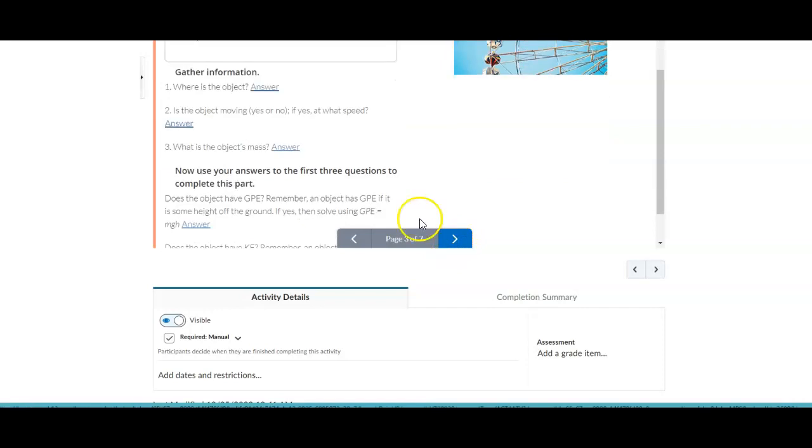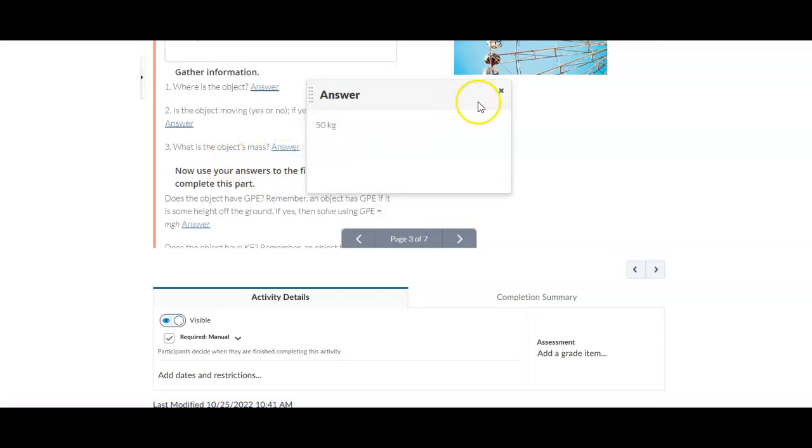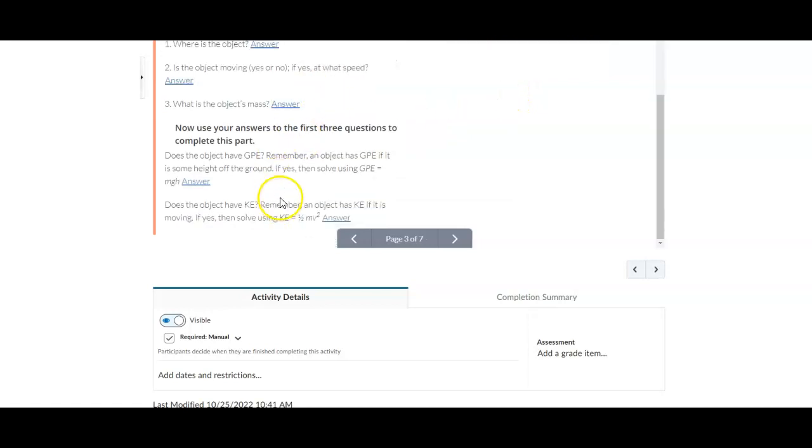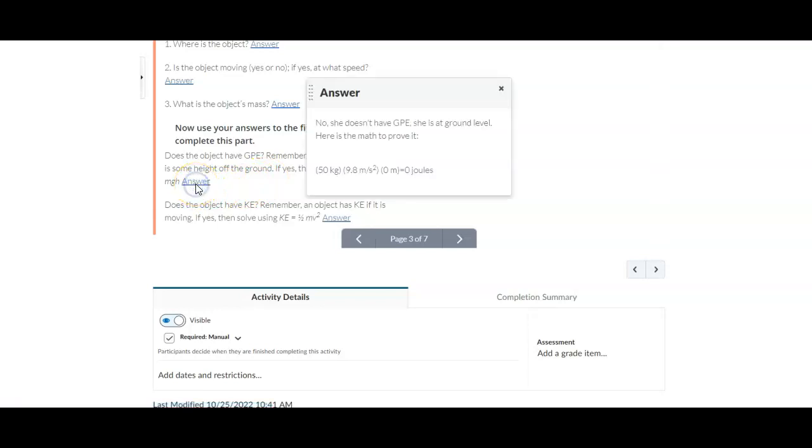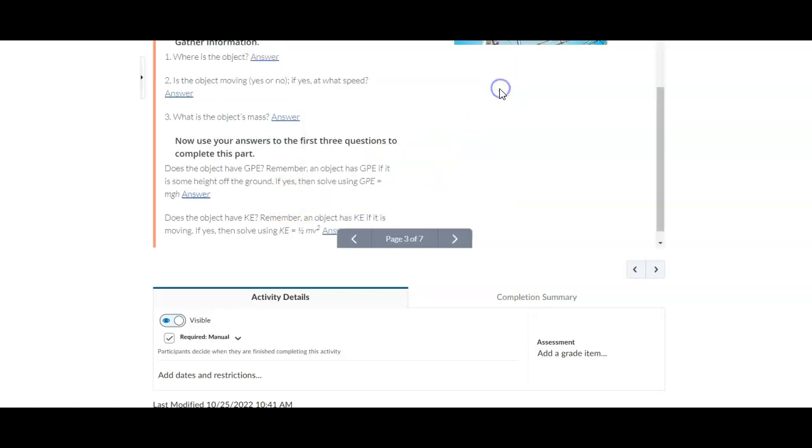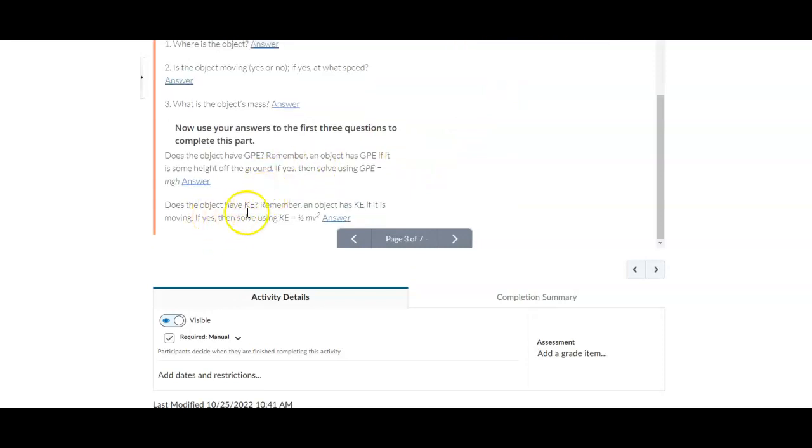So from there, we are able to take into account the mass, 50 kilograms, and we're going to plug those same things in again. Remember, an object has GPE if it has some height off the ground. If yes, then solve using that GPE formula. Here we take into consideration 0 meters, so that's going to be 0 joules because there's no height.